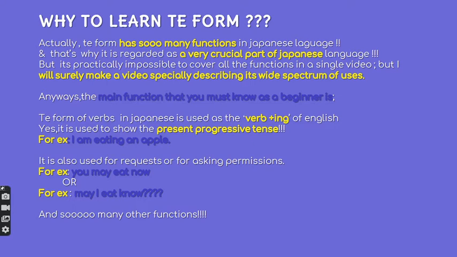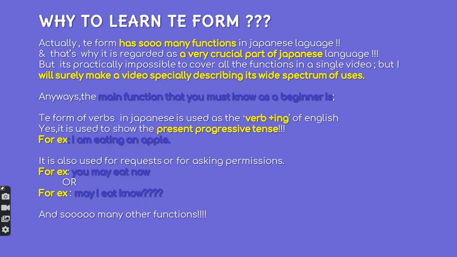Okay. Now, why learn te form? It's a big question. Why do I have to learn this so-called form of verbs? The reason is, as I already told you, it has so many functions in the Japanese language, and it is regarded as a very crucial part of Japanese. But practically, it is impossible for me to explain all those functions in this video or even any other single video. So I'm going to make more videos on its functions, but for now, we are just focusing on how to convert a verb into its te form.